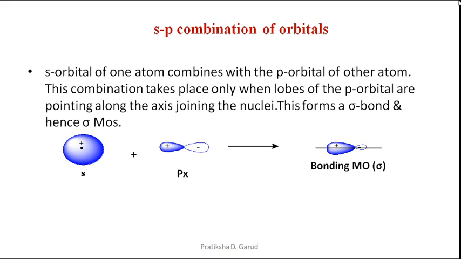which is having the symbol sigma. Whereas again we are having the one S orbital which is having a plus sign, which undergoes combination with a PX orbital, but the combination is between the different signs.